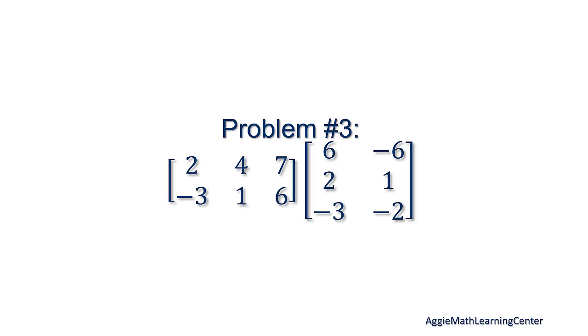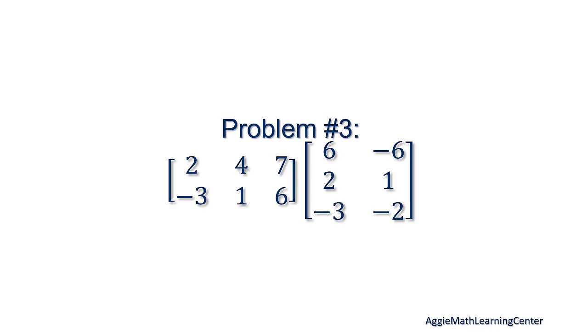There are a couple of ways to do matrix multiplication, but I'll show you one way commonly known as the dot product method. In this method, in order to find the value in the first row and first column of our resultant matrix, we will need to take the dot product of the first row of the first matrix and the first column of the second matrix. If you are unfamiliar with what the dot product is, it is where we look at the first row values of the first matrix, which are 2, 4, and 7, as well as the first column of the second matrix, which are 6, 2, and negative 3.